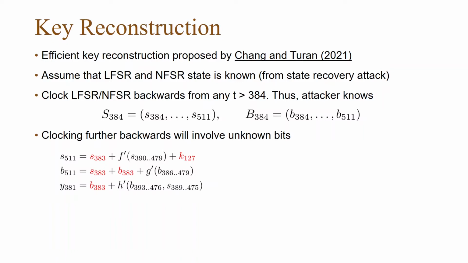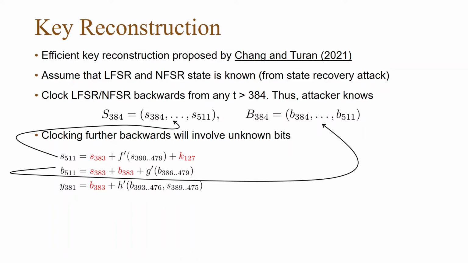However, when we start clocking further backwards, we will start involving unknown bits. So looking at the equation for computing S511, this will involve the unknown bit S383 and also the key bit K127. Similarly, the NFSR bit B511 will include the LFSR bit S383 and also the NFSR bit B383. And the equation for Y381 will include the NFSR bit B383.